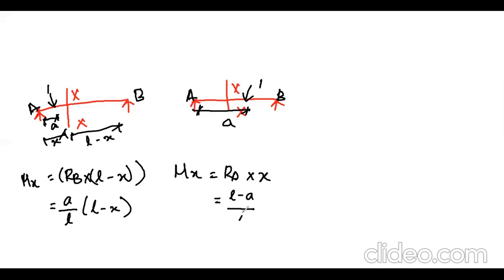Okay, L minus A by L into x. Now we have found the moment at the section for both the cases. Next, what is the case? First, you should be aware of these two different positions of placing the load. Second, you should find the moment. And the third thing you are going to do is apply the condition.